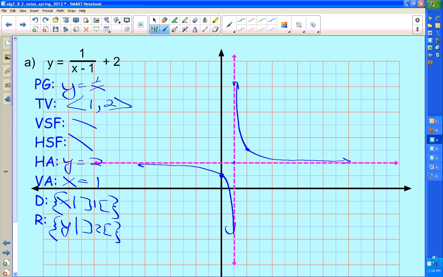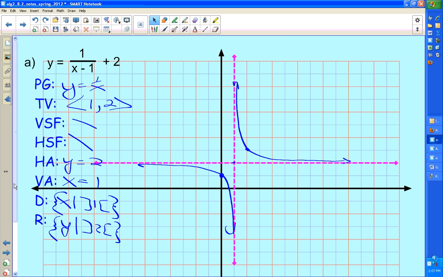Now, if you want to say your domain is from negative infinity to 1, and then 1 to positive infinity, that's fine, but it's so much more writing. You don't need to do that. This is identical to your parent graph. Everybody has just moved right 1, up 2, we're done.